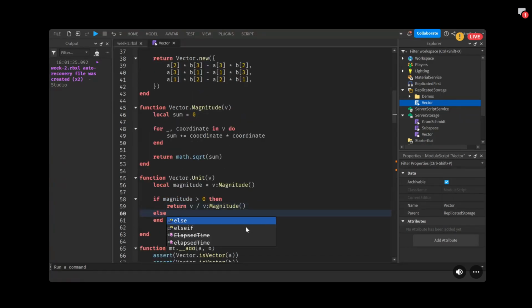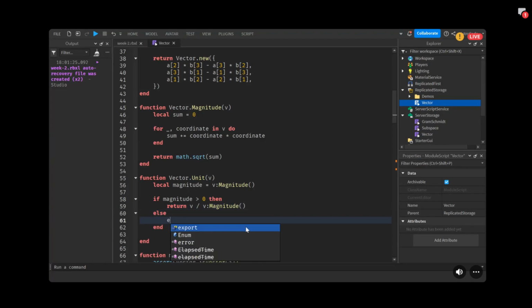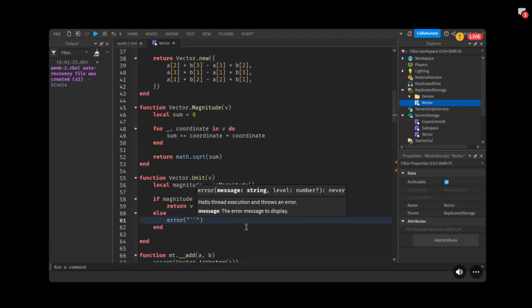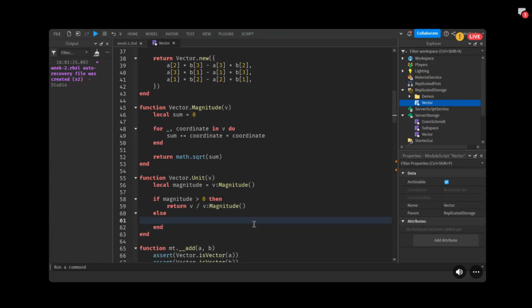All right, and if it's not greater than 0, then maybe we won't throw an error. Actually, the convention in our class is that we're just going to return the 0 vector. The point is that if everything goes well, if the magnitude of v is non-zero, then we'll return v divided by its magnitude. And if something goes wrong and the magnitude is 0, then we're just going to return the 0 vector.